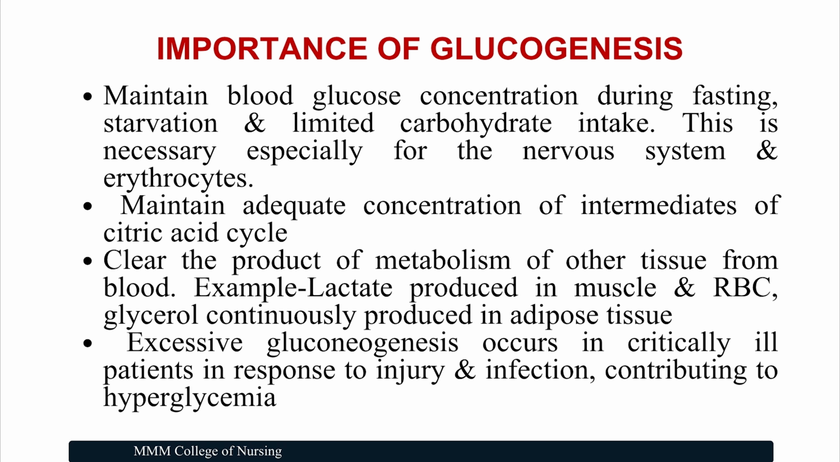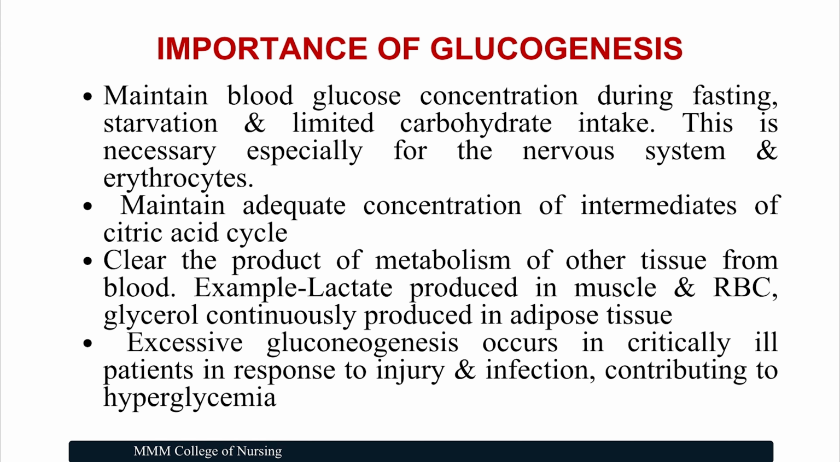Now let us talk about why glycogenesis is so important. Actually, there are four main reasons. The first reason is that it maintains blood glucose concentration during fasting, starvation, and when we eat limited carbohydrates. This is especially important for the nervous system and erythrocytes, that is the red blood cells. The brain and RBCs depend entirely on glucose, so having a glycogen reserve is critical for their survival.